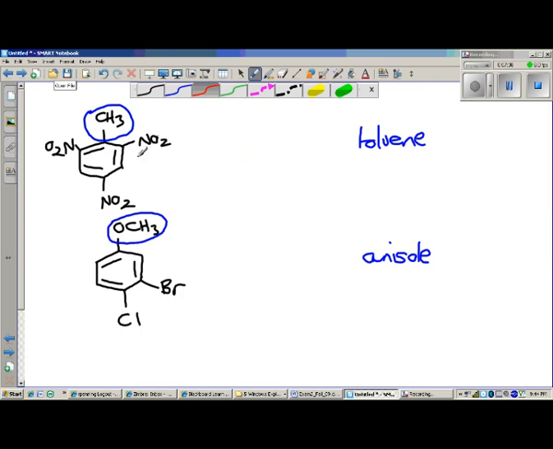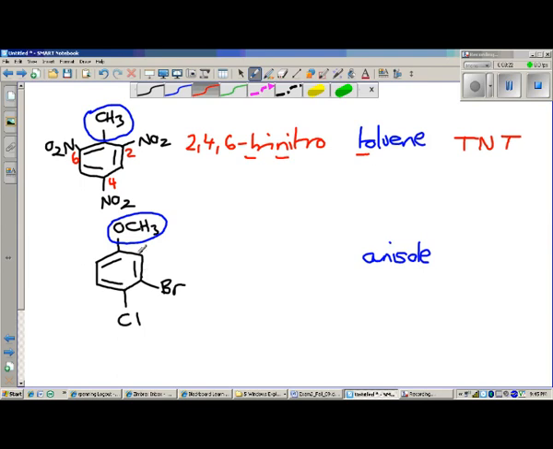So therefore, in this case, we have 3 groups that are all the same. So what should we use as a prefix for 3 groups that are all the same? Of course, that prefix is tri. The name of each group is nitro. And the numbers here are 2, 4, and 6. So therefore, the whole name here will be 2,4,6-trinitrotoluene. I'm assuming you all know what this is the actual name for. Well, it's short for TNT. 2,4,6-trinitrotoluene.